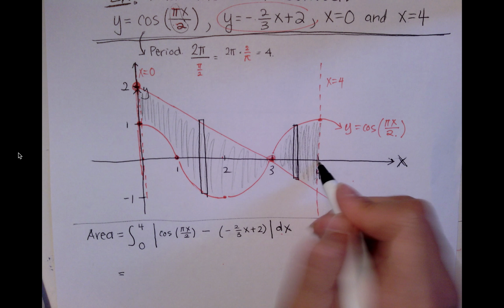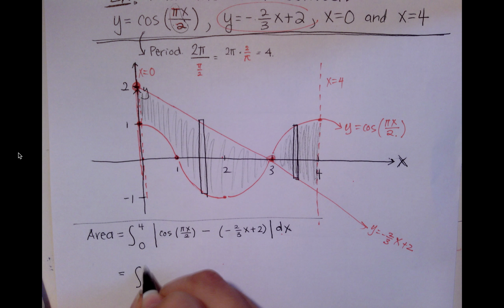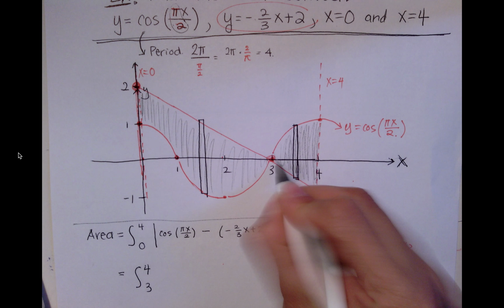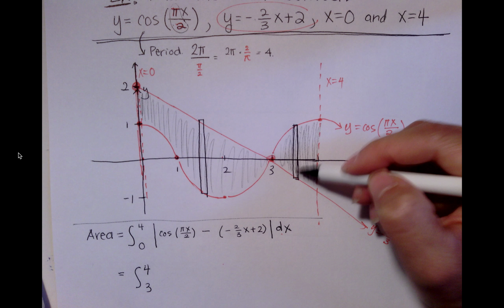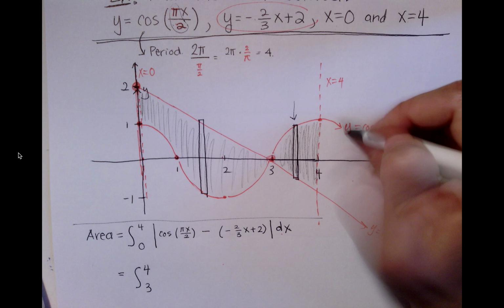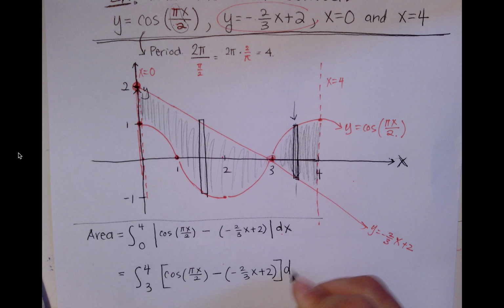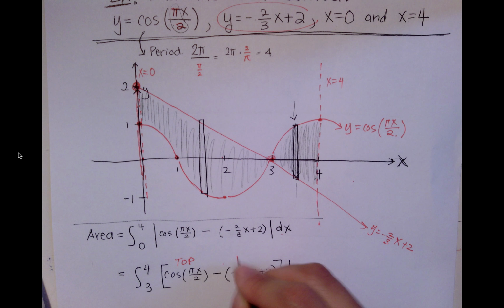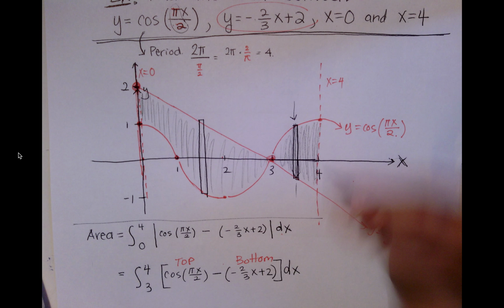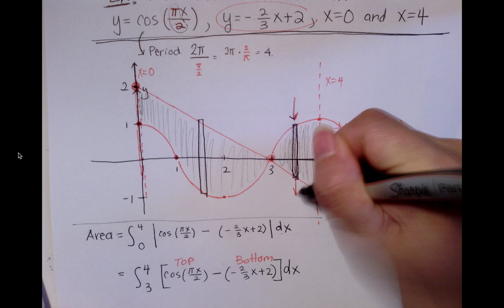If I'm on the interval from 3 to 4, of these x values, my approximating rectangle looks like this. My top function is the trig function, and the bottom function is the line. So here I have top minus bottom. And this will give me a positive height for the rectangle.